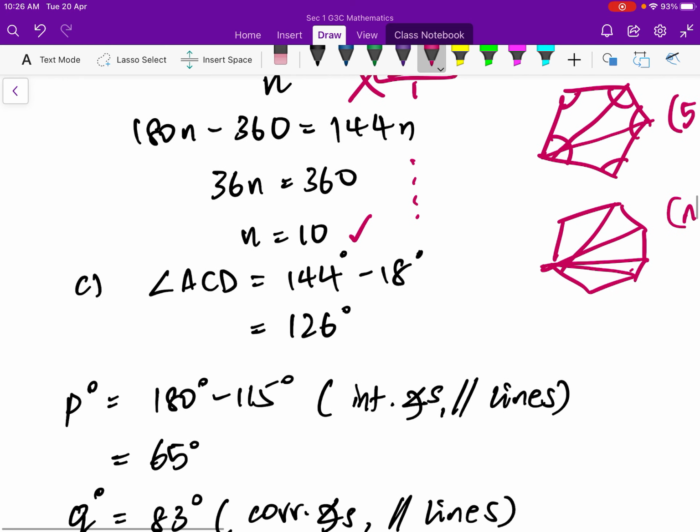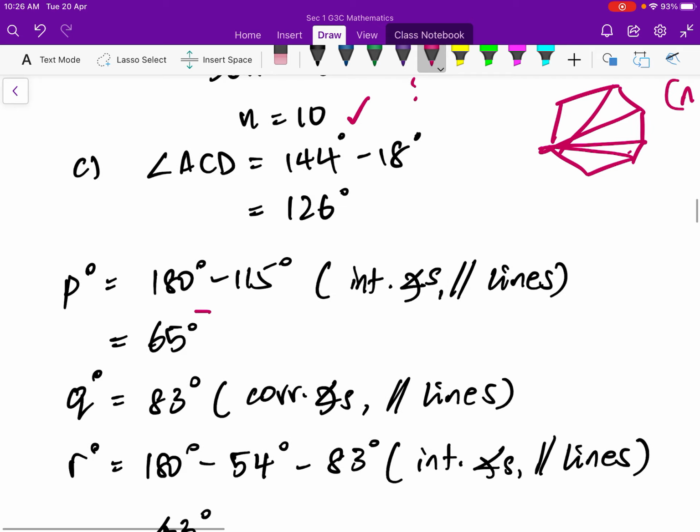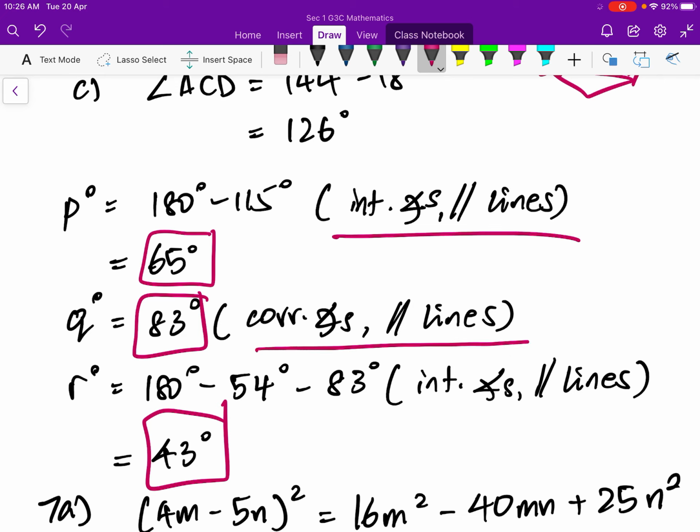So the next one, find the unknown angles P, Q, and R. Different ways of doing it. All I need you to do is check the final answer. P, Q, R. If your answers are correct, chances are you know how to do it correctly. The next thing I need is for you to write reasons.